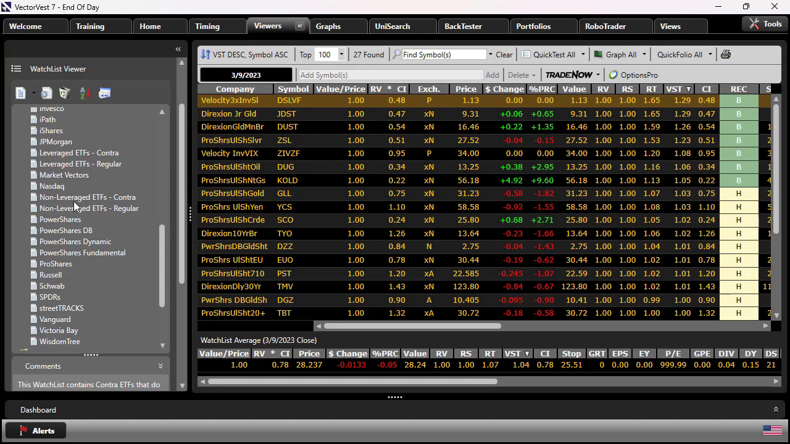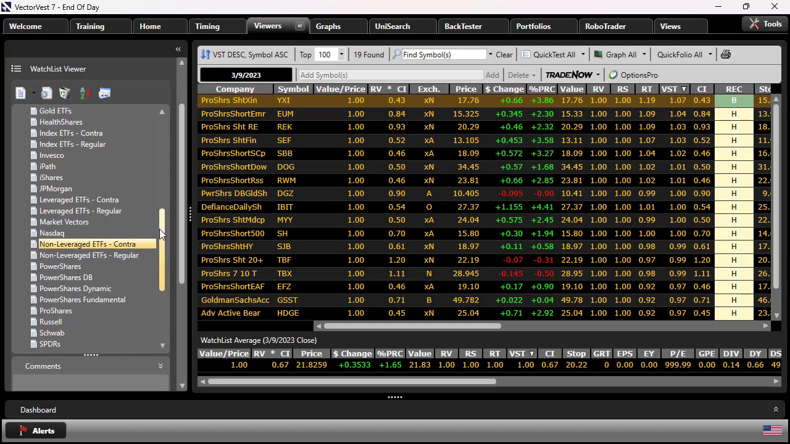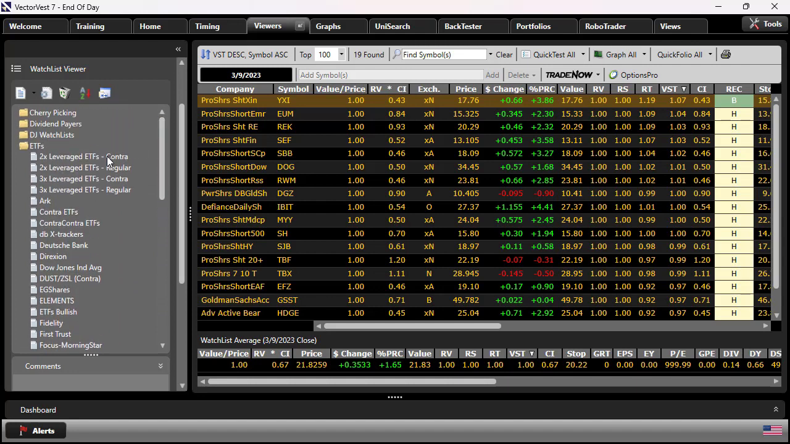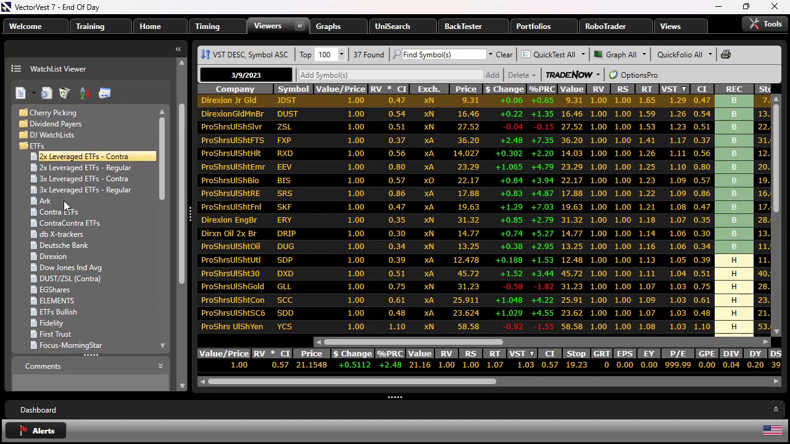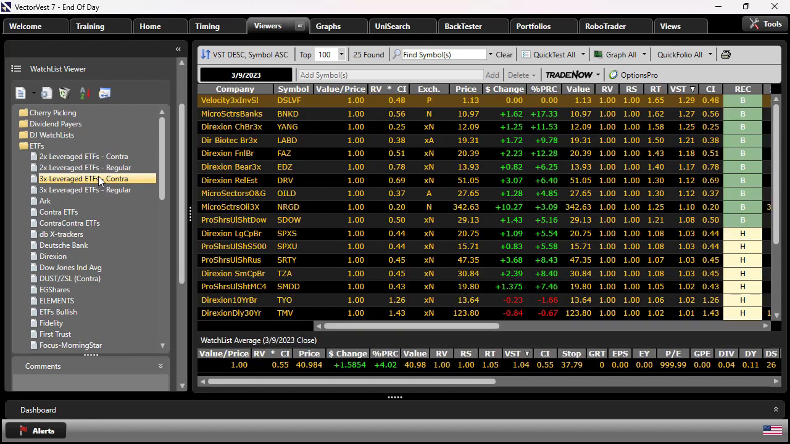So particularly for our use today, non-leveraged Contra ETFs, these would all be Contra ETFs that have no leverage. Scrolling higher, we saw Contra ETFs with 2x leverage. They will move twice as far as the underlying, or 3x leverage, they'll move 3x as far as the underlying. Unfortunately, both up and down. So with that leverage, we'll make faster gains if we're directionally correct, but of course it'll move more quickly against us when that move is over.